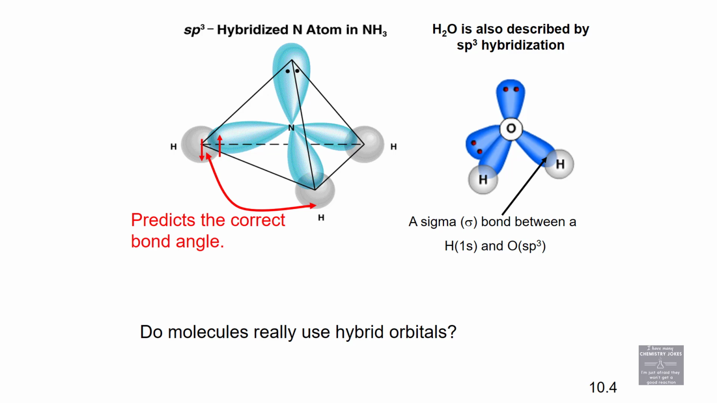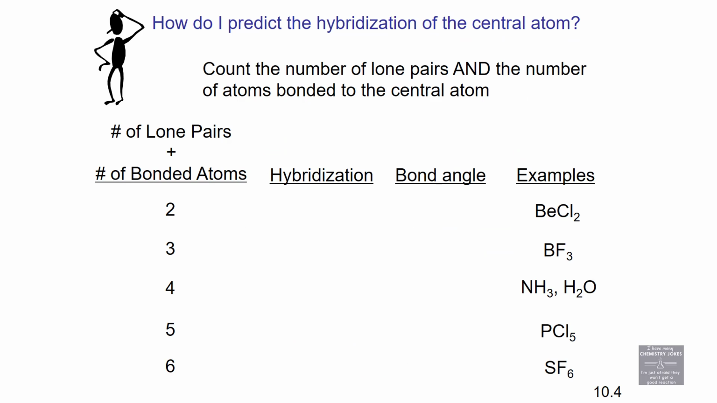Okay, do molecules really use these hybrid orbitals? Well, we don't know. It's our current working theory. It's a useful model for describing why bond angles are what bond angles are. We observe bond angles in experiment. We have to reason through why they might be that way. And hybrid theory is reasoning through why our bond angles might be that way.